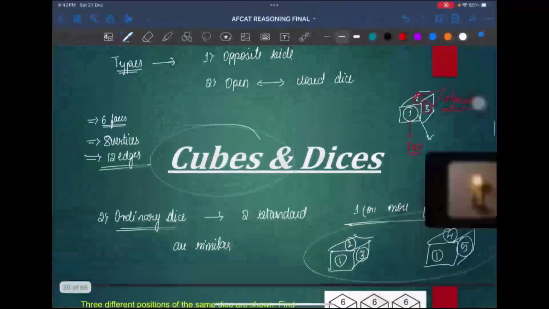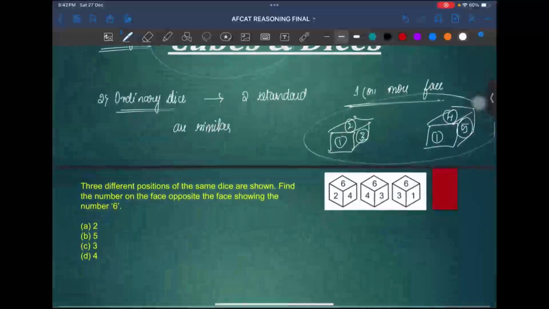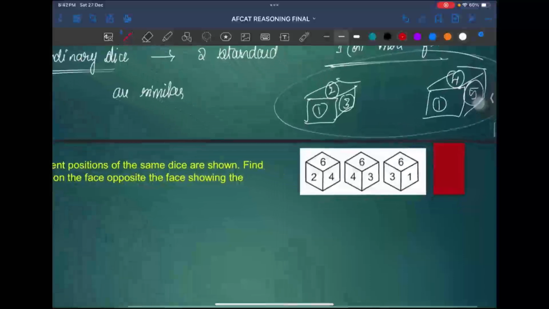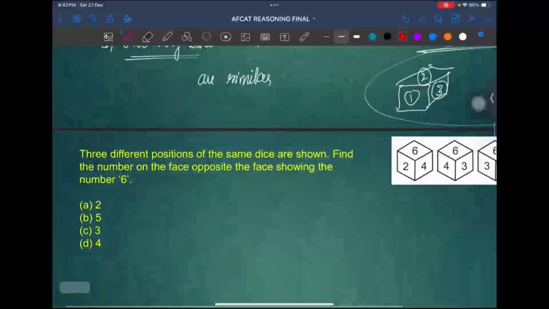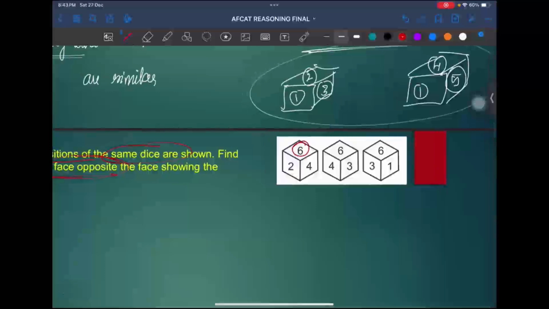One short trick, or an easy method, to calculate the opposite side of a given dice for 2 or 3 or 4 dice. I'll just explain it through an example. If you see the first question, 3 different positions of the same dice are shown. Find the number facing opposite to the 6. So the question is asking what will be the opposite face, in the sense the downside opposite number. What will be that opposite number they are asking.